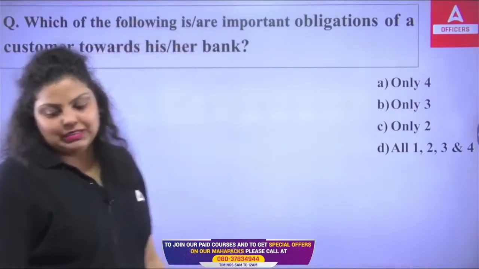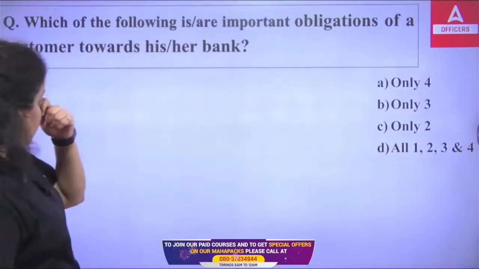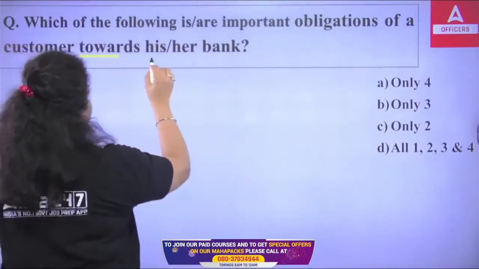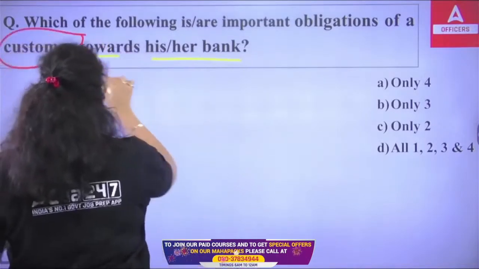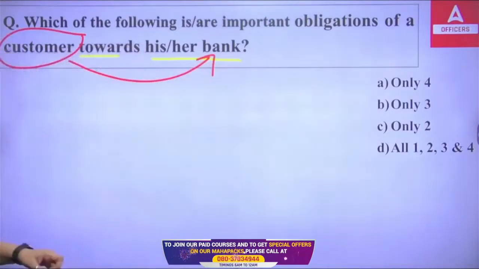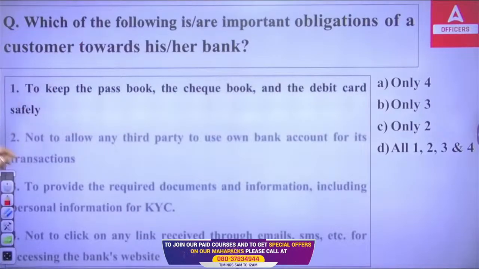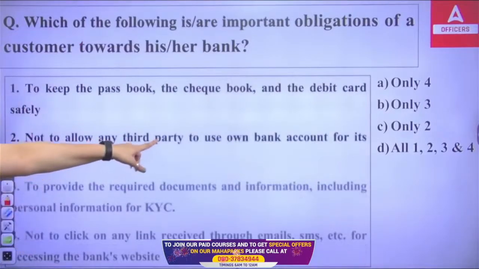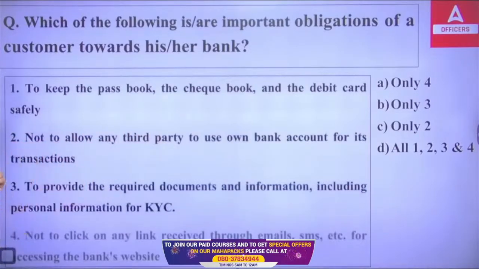Okay, so let's start the next question. Which of the following is an important obligation of a customer towards his/her bank? Now, the obligation of the customer we are talking about towards the bank. And the options we have: to keep the passbook, the checkbook, and the debit card safely; not to allow any third party to use your own bank account for its transactions; to provide the required documents and information, including personal information, for KYC. And the next one is not to click on any link you receive through emails, SMS, etc.